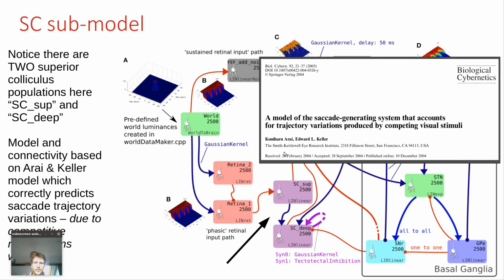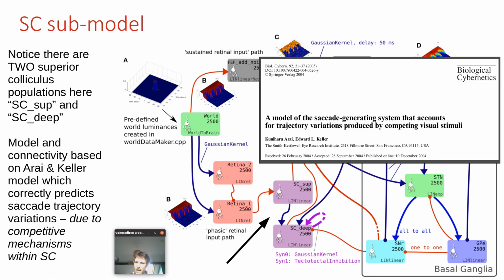The paper that the collicular model is based on is from Arai and Keller, and their model correctly predicts saccade trajectory variation due to competitive mechanisms within the colliculus. They compared their model to experiments in which saccades were made in the presence of a distractor target. There are some quite interesting papers associated with the Arai and Keller model to do with saccadic trajectories and what that can tell you about what's going on in the superior colliculus.